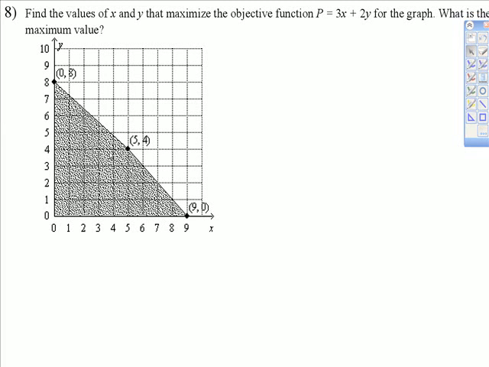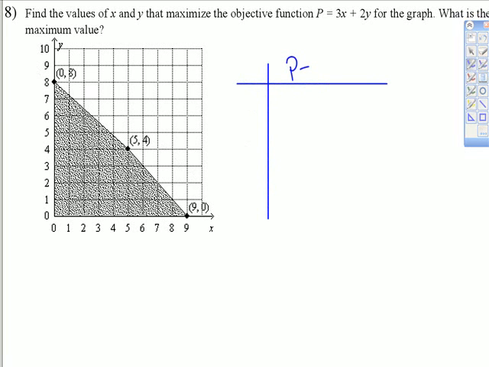Number 8, basically they've done all the work for us. They've graphed a set of equations. They found the vertices for us. And they just want us to kind of finish off a linear programming problem and find the values of x and y that maximize the objective function P equals 3x plus 2y. I saw quite a few arithmetic errors on this problem. You guys mostly had it set up right.